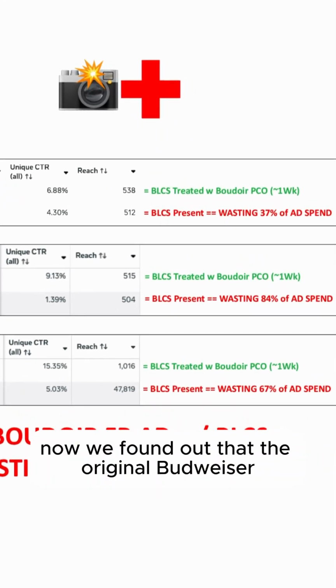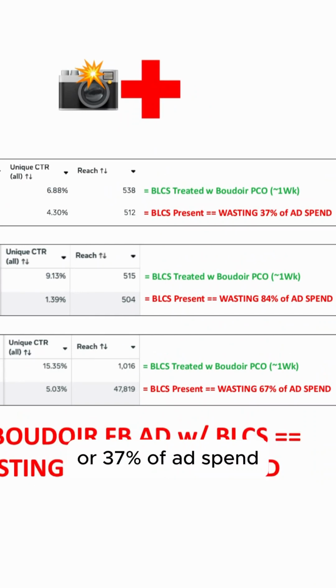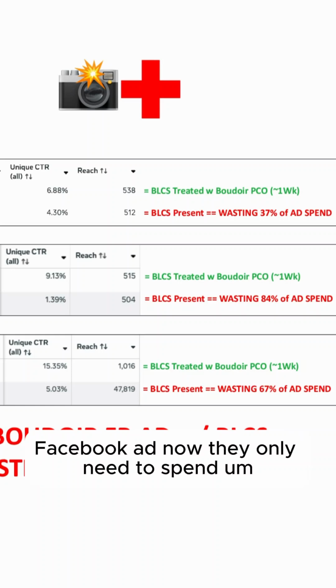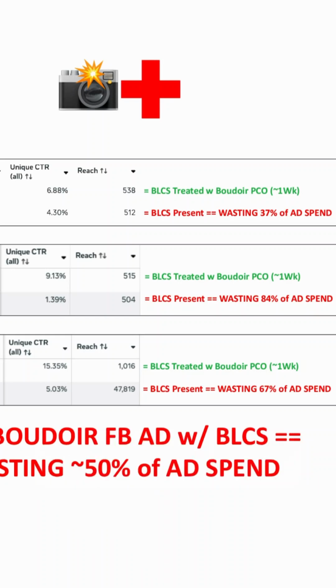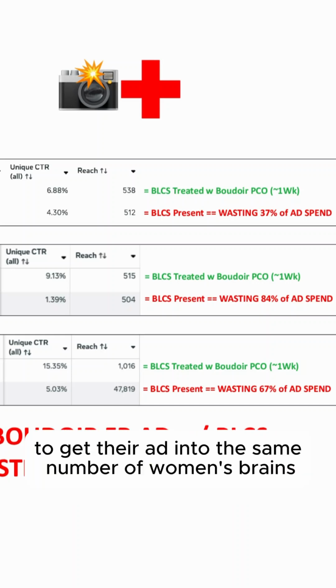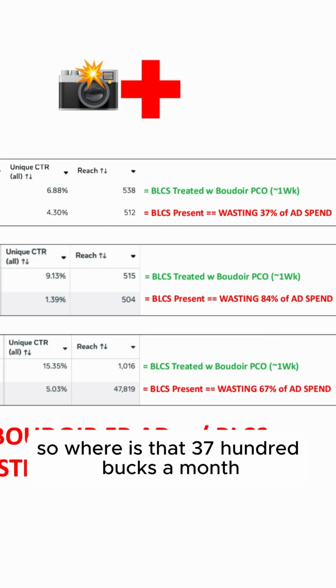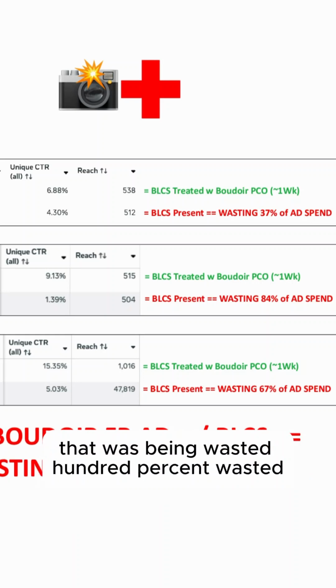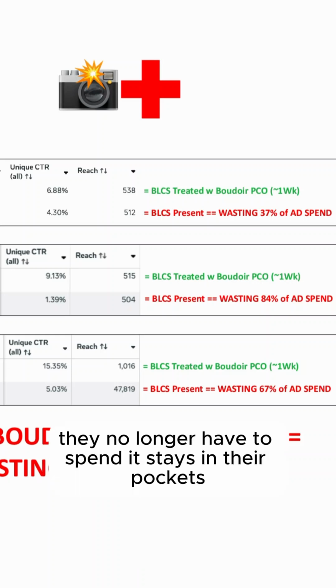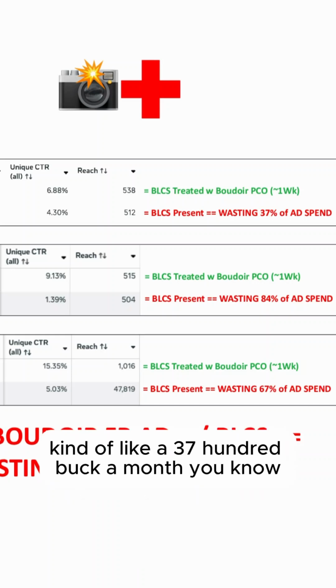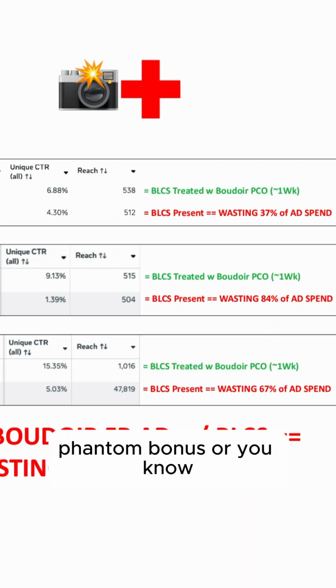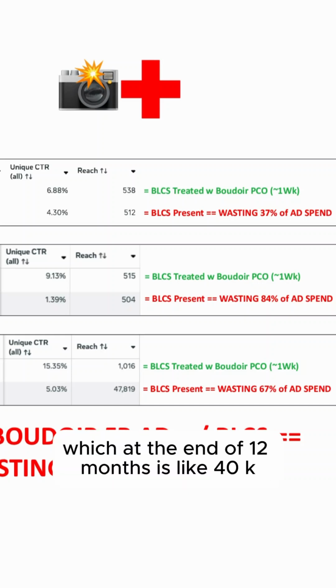Now we found out that the original Boudoir Facebook ad was wasting 37% of ad spend. So if they're spending 10 grand a month on the original Boudoir Facebook ad, now they only need to spend 6,300 bucks a month on the Boudoir Pico treated ad to get their ad into the same number of women's brains. So that 3,700 bucks a month that was being 100% wasted, they no longer have to spend, it stays in their pocket. It's kind of like a 3,700 buck a month phantom bonus where they don't have to do anything, which at the end of 12 months is like 40K.